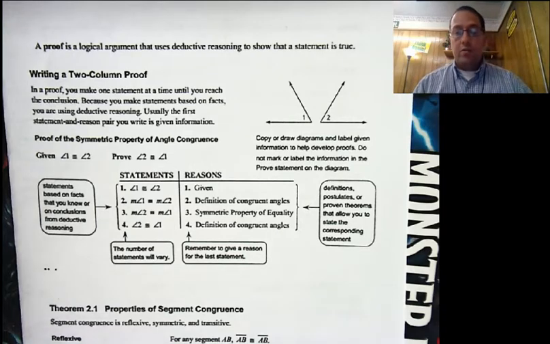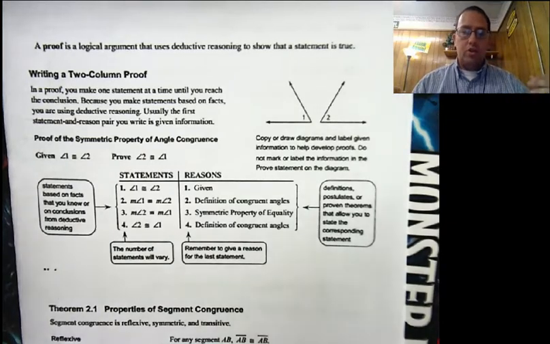That means every single statement that we make must be backed up by a postulate, a theorem, a rule, a definition, something. We can never just say, oh, well, it looks right. We have to have an actual definition or something to back it up. Now, a two-column proof is just a way of formatting it. It's just a way to organize our thoughts.